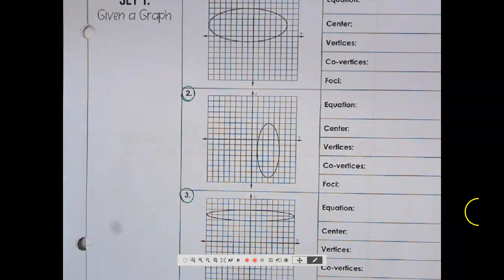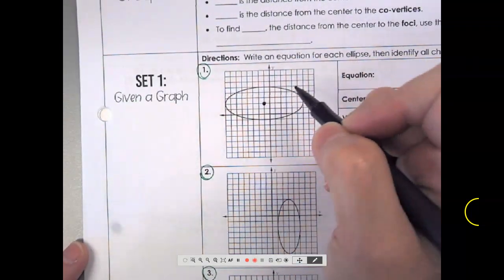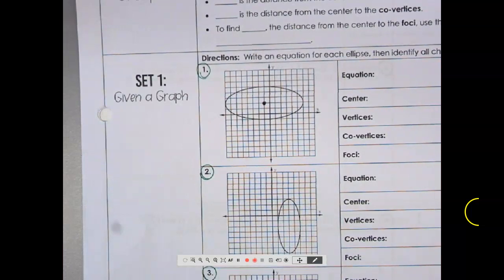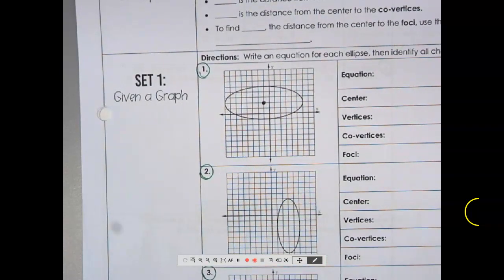Where is this thing centered? Can you tell? And count in from each side if you need to. Even if I figured it out just looking at it, I think I would still count out to each side and make sure I did get it in the middle. So I think that's the middle there. What is that ordered pair? -1, 2.